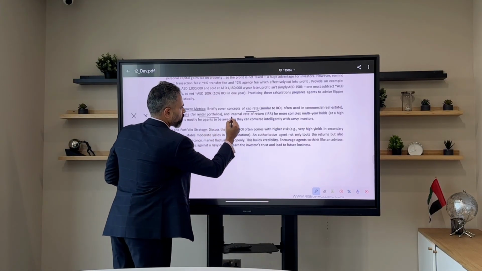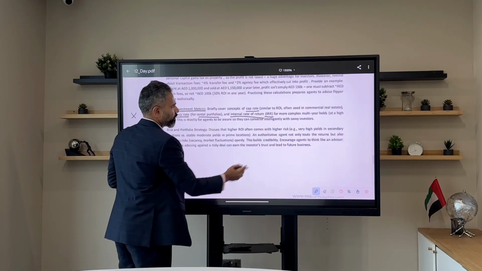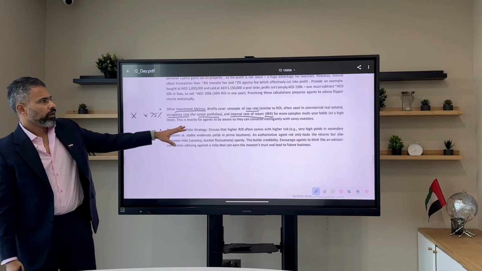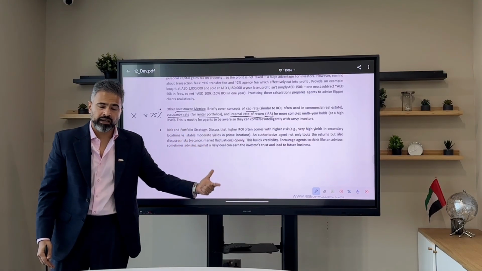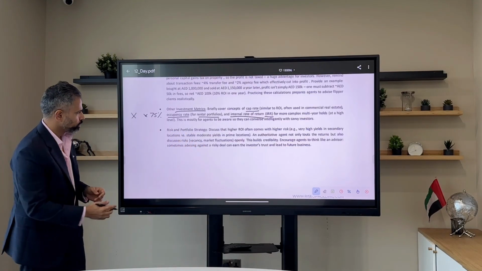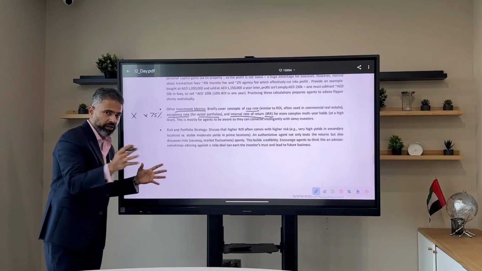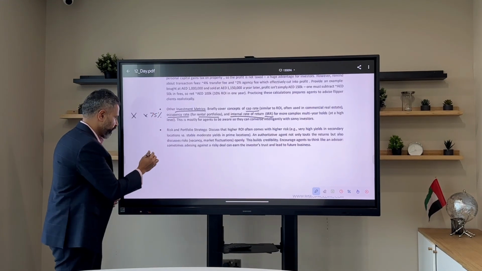And lastly, an important concept, which is internal rate of return, IRR, which is a bit more complex because you look at it as a multi-year hold at a higher level. But how does it differ? So let's say your investor, for example, let me run an overall calculation going back to what we did before.